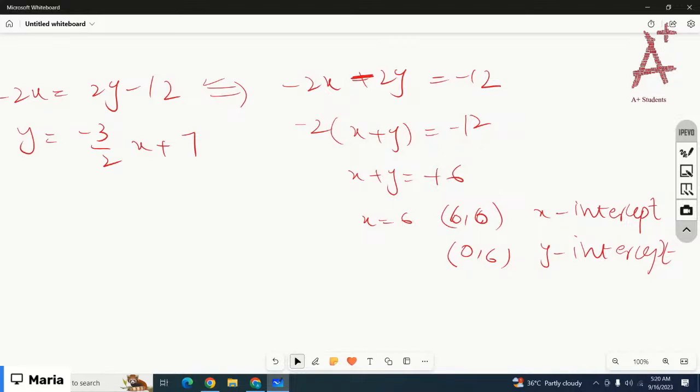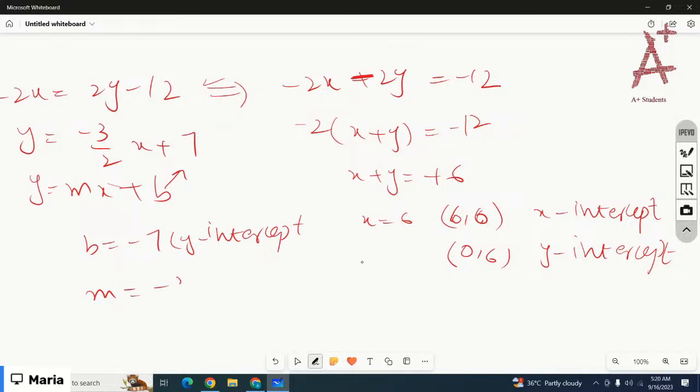Okay, so that is for equation number 1. Now let's look at equation number 2. That is y equals negative 3 over 2 x plus 7. If you compare this equation with y equals mx plus b, which is the standard form of the equation, then b equals 7, that is the y-intercept. The y-intercept is 7 for this equation, and the slope is m equals negative 3 over 2, right?